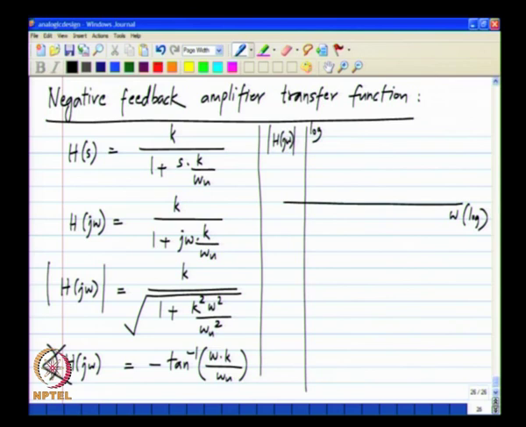So, for very low frequencies the second term in the denominator, k square omega square by omega u square, is much smaller compared to 1 and therefore can be neglected in comparison to 1. So, the magnitude of H will be very close to k.